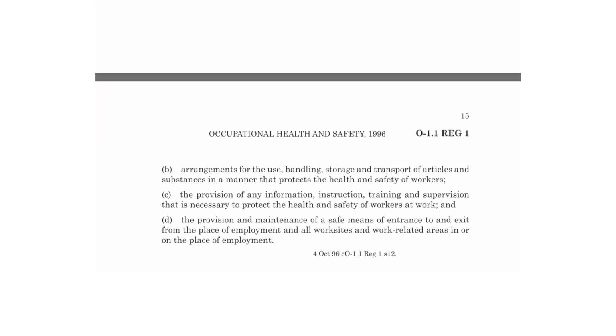B, arrangements for the use, handling, storage, and transport of articles and substances in a manner that protects the health and safety of workers. C, the provision of any information, instruction, training, and supervision that is necessary to protect the health and safety of workers at work. And D, the provision and maintenance of a safe means of entrance to and exit from the place of employment and all work sites and work-related areas in or on the place of employment.